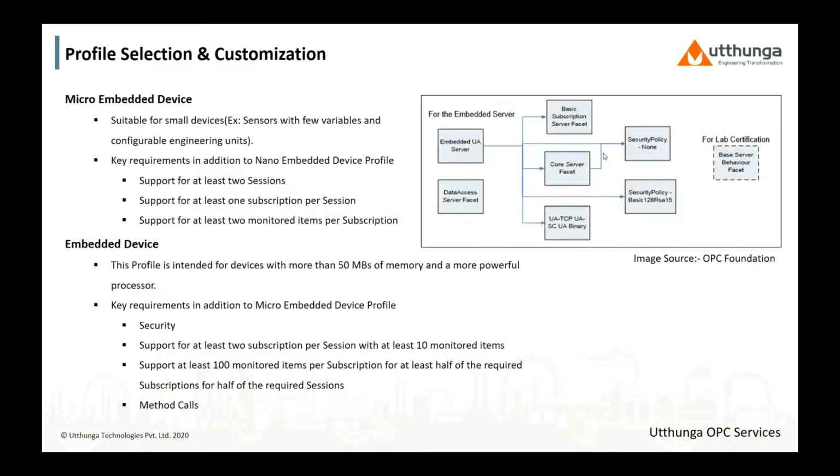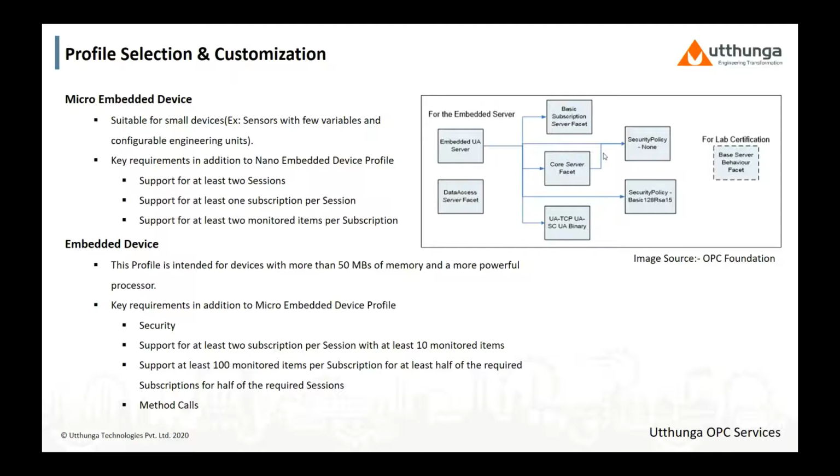Then micro embedded device. This is also suitable for smaller devices with a few more variables. Here the key requirement is, in addition to the nano profile, there should be at least 2 sessions, and subscription comes into the picture in the micro embedded profile. In the nano profile, there's no subscription. So here at least 1 subscription per session and 2 monitored items per subscription, at least that much. If you need to support less than that, then you can choose the nano embedded device profile.